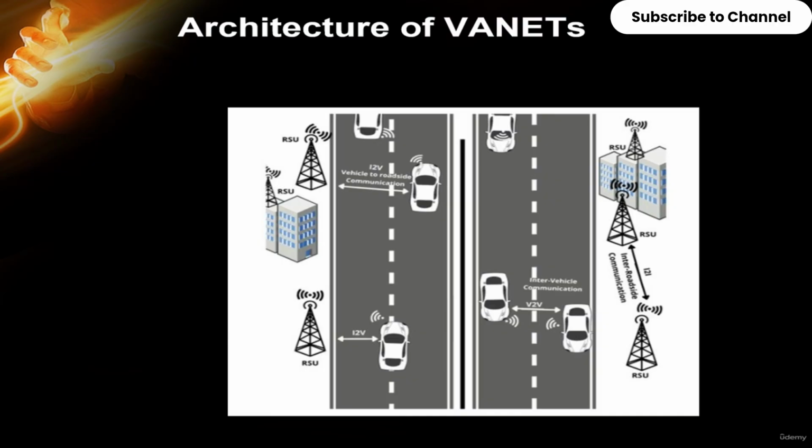This network was initially governed by the US Federal Communications Commission with 75 megahertz in the 5.9 gigahertz spectrum for vehicular communication. These vehicular communications can be vehicle to vehicle, known as V2V networks, and vehicle to infrastructure, known as V2I networks, and in both manners they can communicate. The network uses dedicated short range communication, that is DSRC, for communication between V2V and V2I networks.